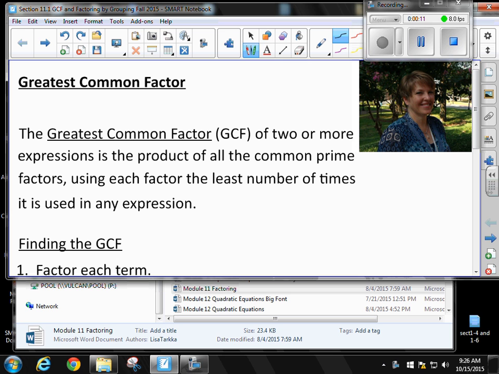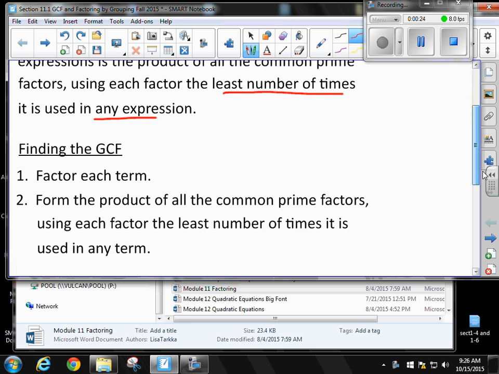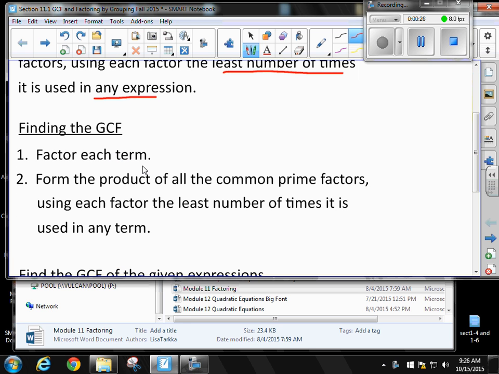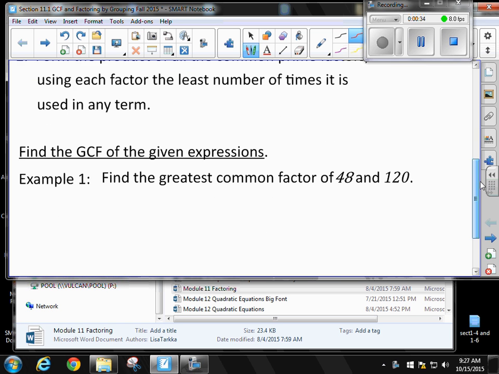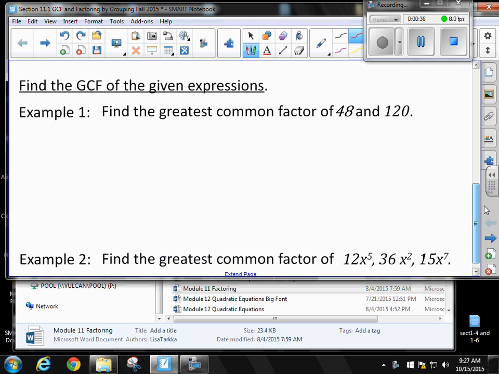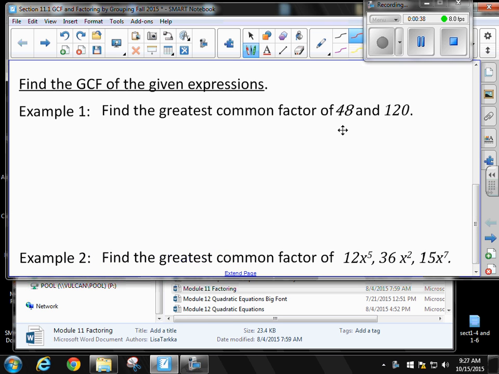The greatest common factor, or GCF, of two or more expressions is the product of all the common prime factors, using each factor the least number of times it's used in any expression. When you're finding the greatest common factor, you factor each term and form the product of all the common prime factors, using each factor at least the number of times it is used in any term. So let's do some examples where we find the greatest common factor for the given expressions.